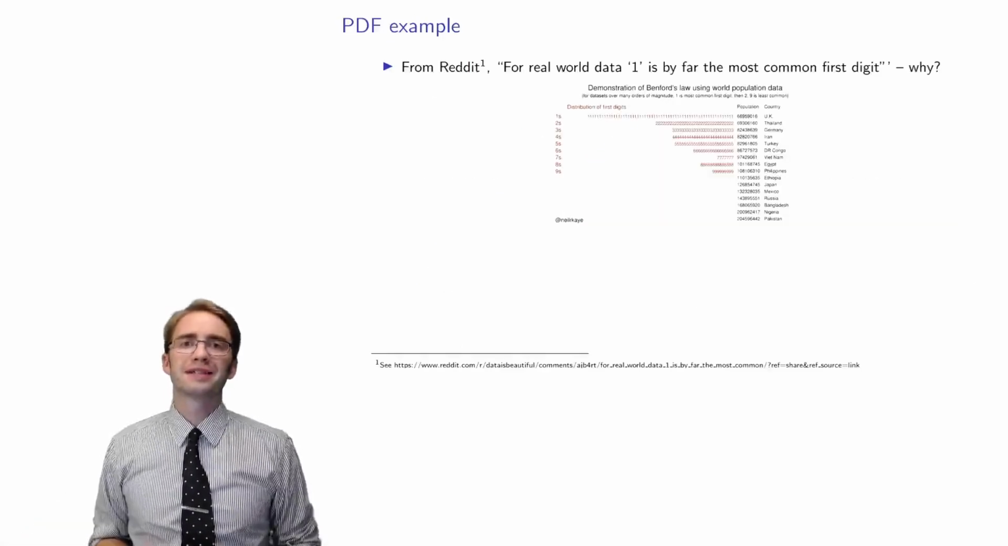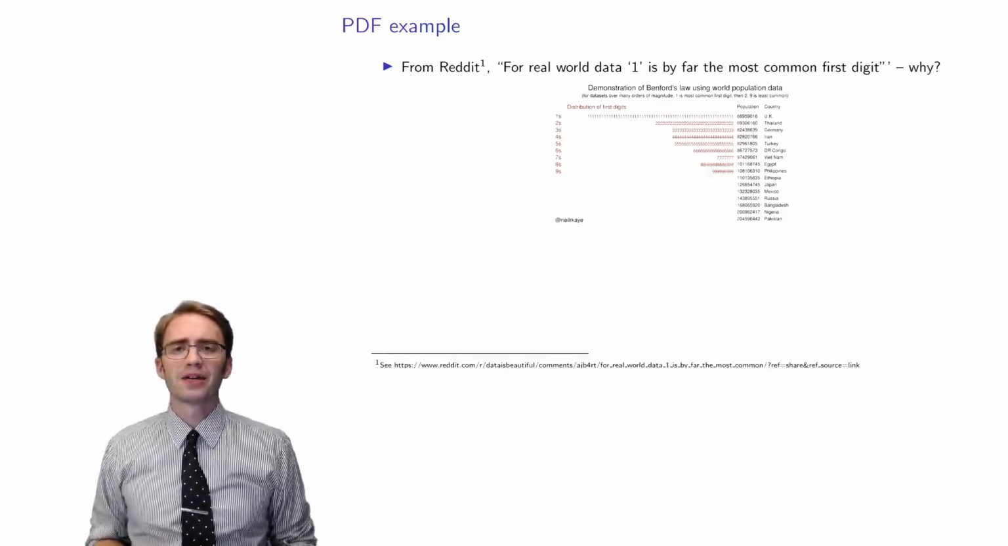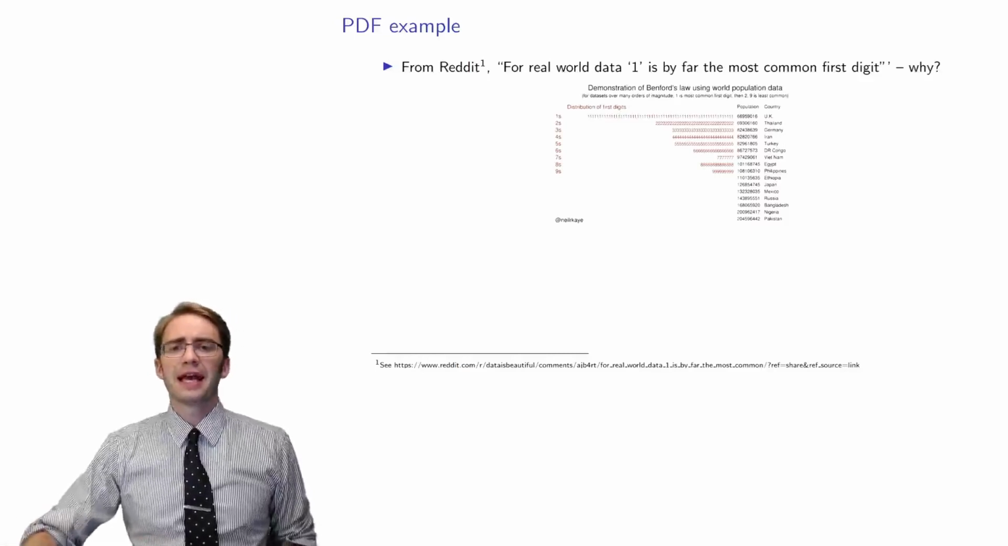Here's an example of another PDF that we'll construct that's motivated by a question or a post that came up on Reddit a while back, I think under the Data is Beautiful subreddit. And the statement looked like this. They said, for real world data, the number 1 is by far the most common first digit.